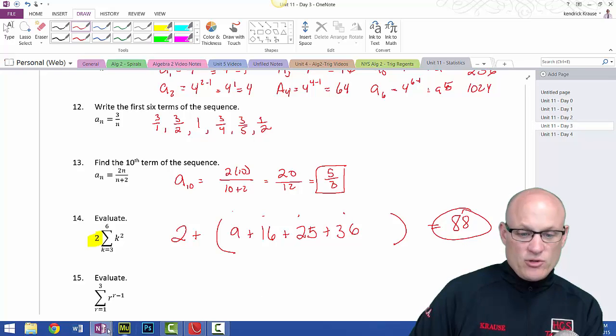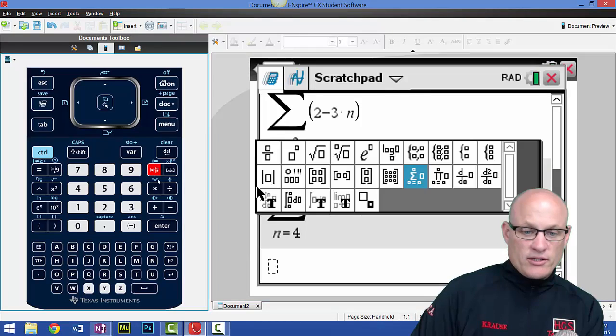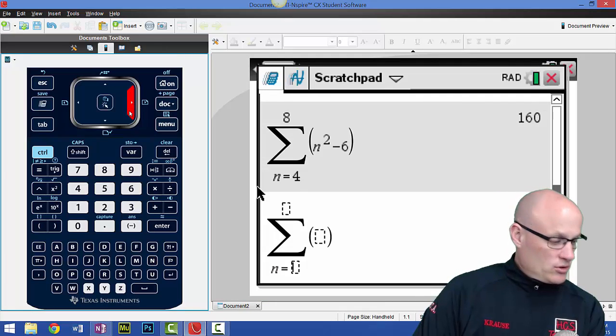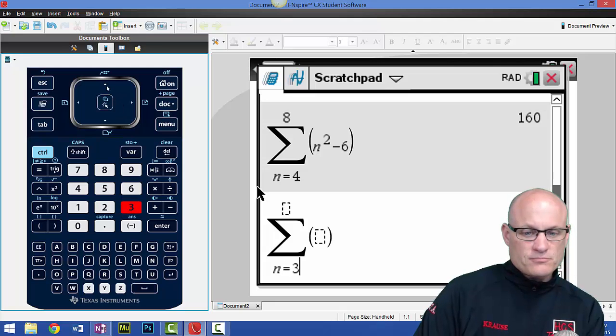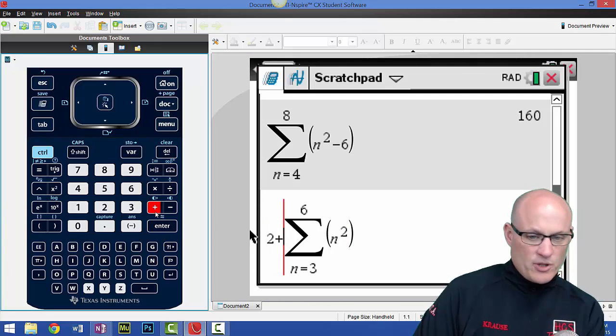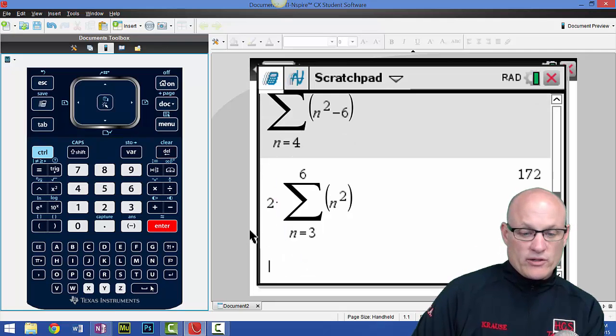Now I'm going to check this. If you don't check these using your calculator, there's something completely mentally wrong with you. So you go in, you hit enter. I'm going to use n. N equals, what was that number? 3 to 6, right? 3 to 6 of n squared. But what was out front? I forgot the 2. Wasn't it 2 plus that? It was 2. Oh, no. It wasn't a plus. I thought it was a plus. It is not a plus. It is a times. So this should be 172.